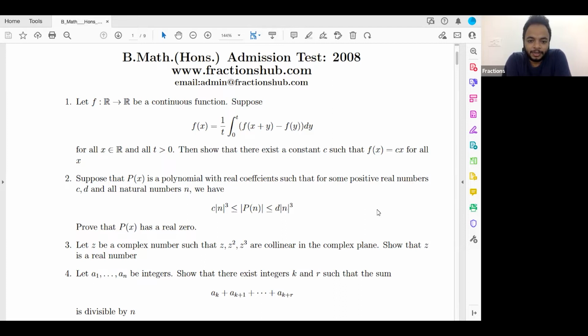Now let's see how a polynomial can be bounded. The major part of this question is hidden here, because there is nothing else that might help us, only this real coefficients, and that C and D are positive. Okay, so let's note this down, whatever we have, and proceed.